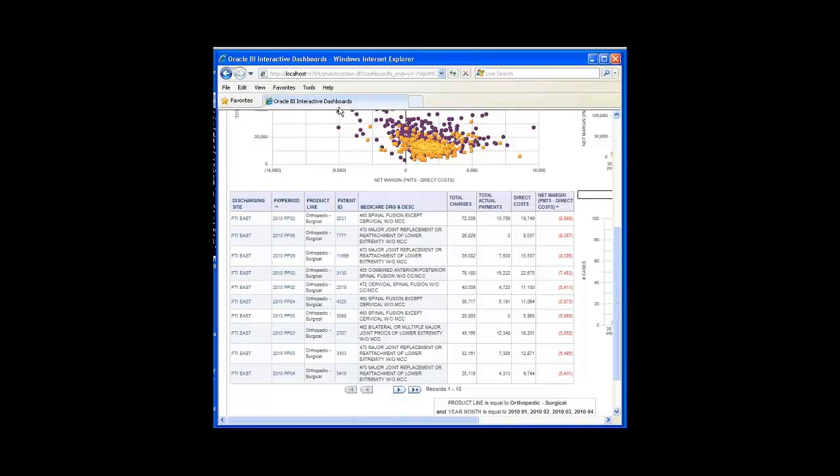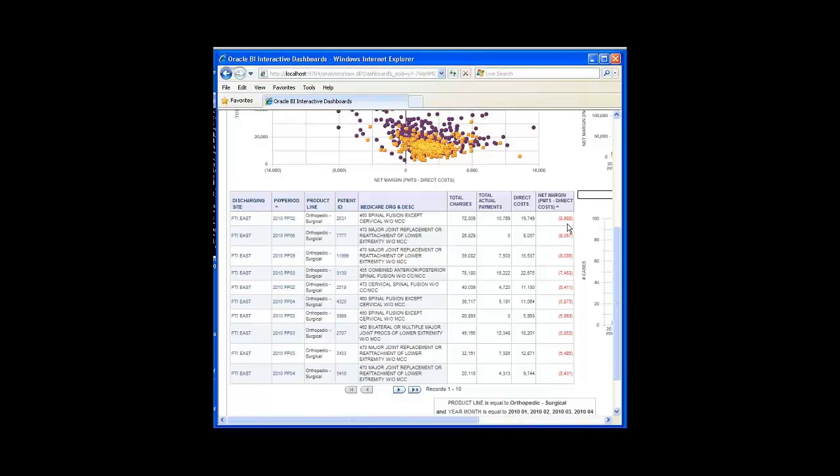And if you recall, going down to the bottom left-hand corner of the dashboard page, I had these individual dots that represented the patients. And in some cases, I may want to see who those patients were and what the circumstances around them were in terms of who the physician was, what their length of stay was, those cases that I lost a lot of money on, right?